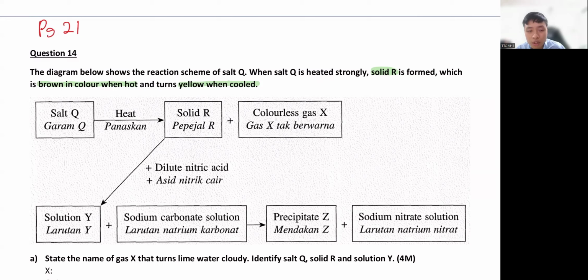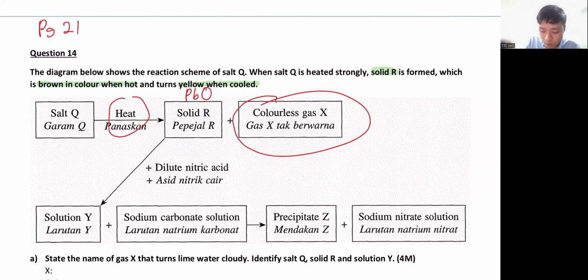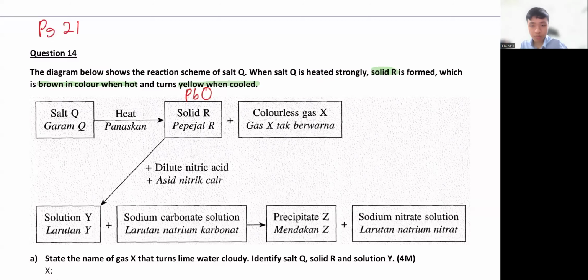So what is the solid R? PbO, very good. Brown when hot, yellow when cold is PbO. Yellow when hot, white when cold is zinc oxide. You only got one gas when heated, meaning one colorless gas, which is only carbon dioxide gas.